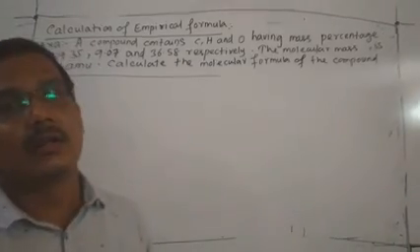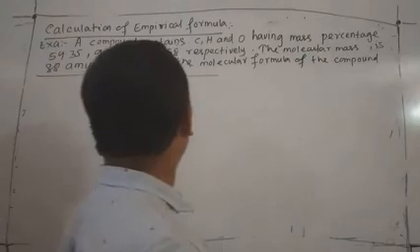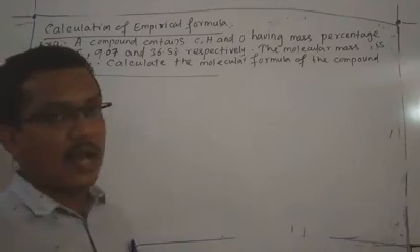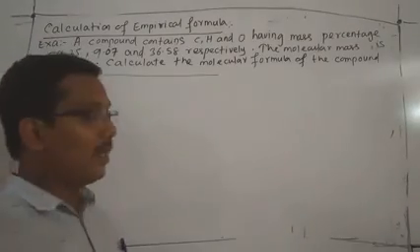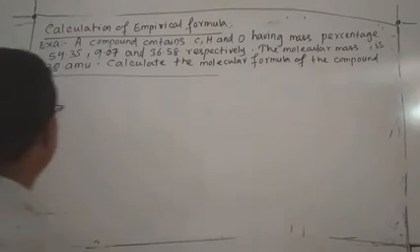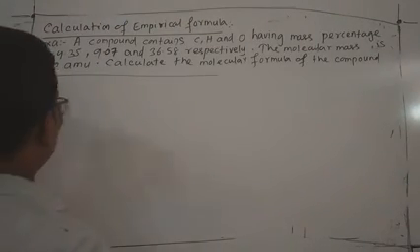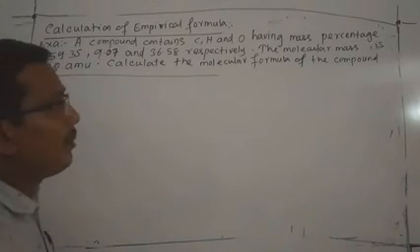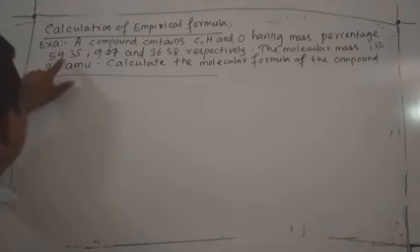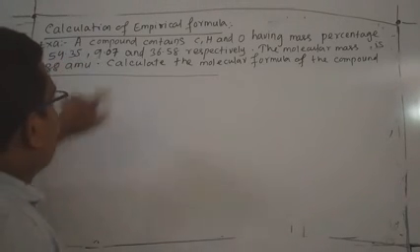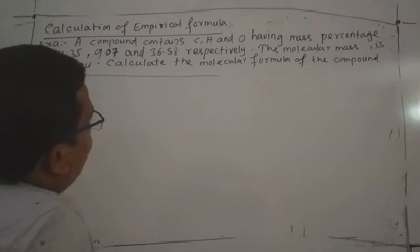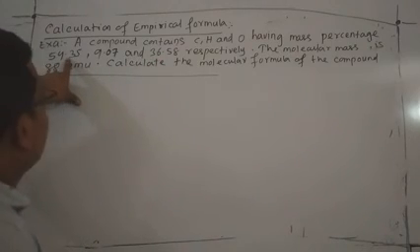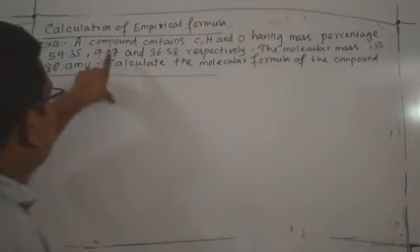Now I will teach you how to calculate the empirical formula of a compound based on a problem. Suppose a problem is given: a compound contains carbon, hydrogen and oxygen having mass percentages 54.35, 9.07 and 36.58 respectively. That means carbon has a mass percentage of 54.35, and hydrogen has a mass percentage of 9.07.